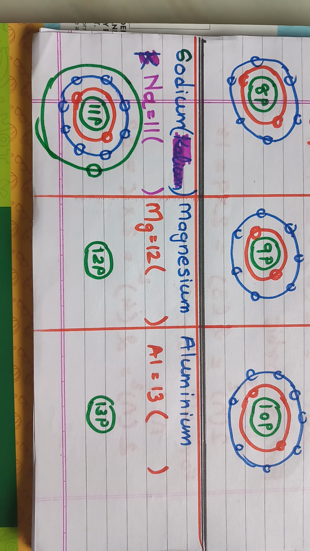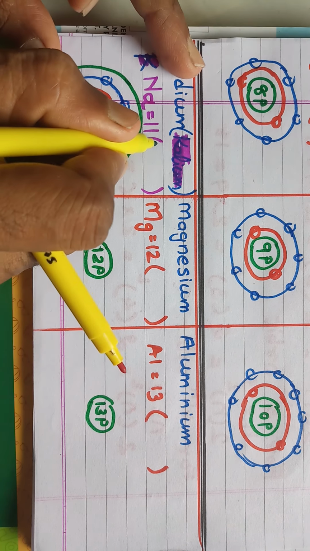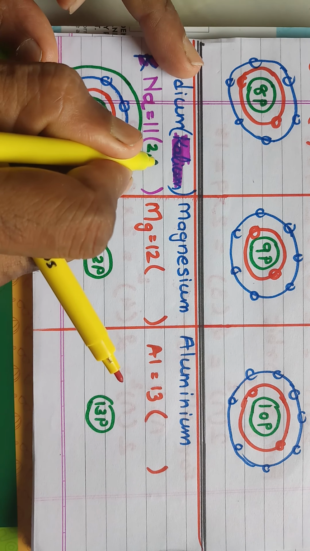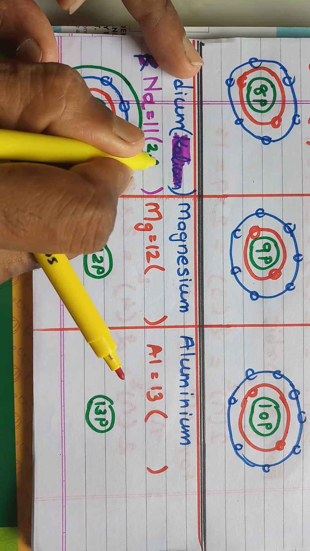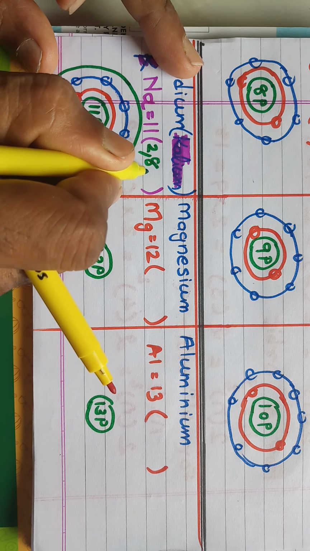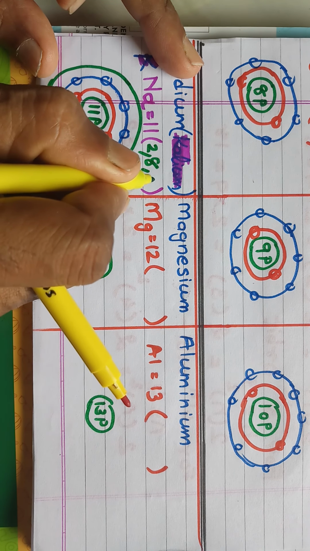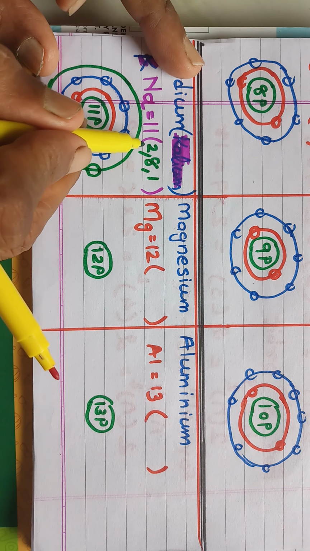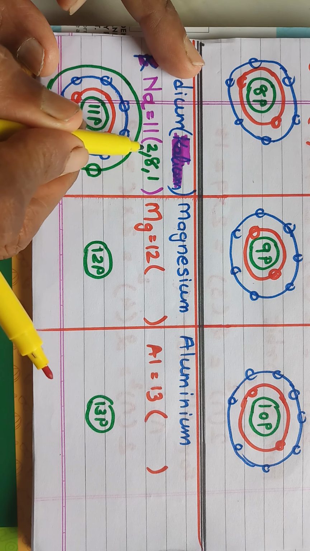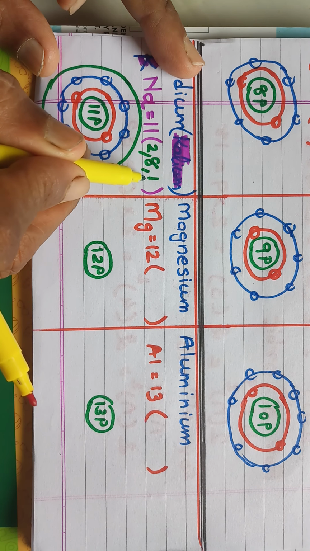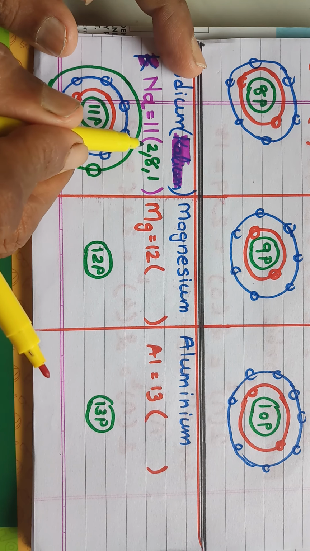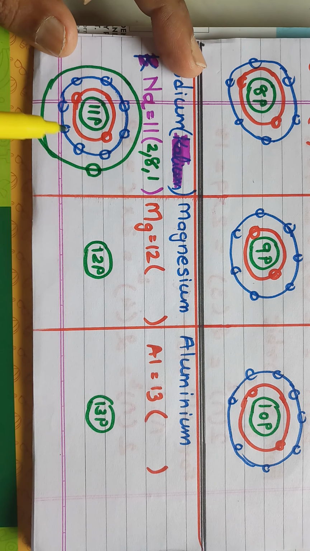So what is the electronic configuration of sodium? The first orbit contains 2 electrons, 8 electrons are occupied by the second orbit, and the third orbit contains only 1 electron. 2 electrons occupied by the first, 8 by the second, and 1 by the third. So the electronic configuration of sodium is 2 8 1.